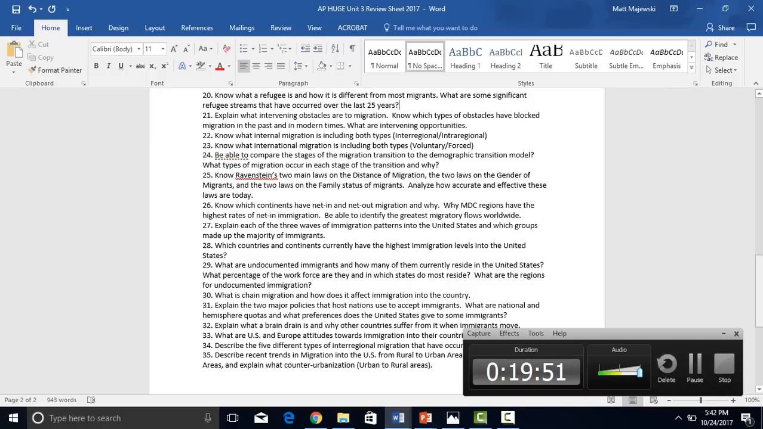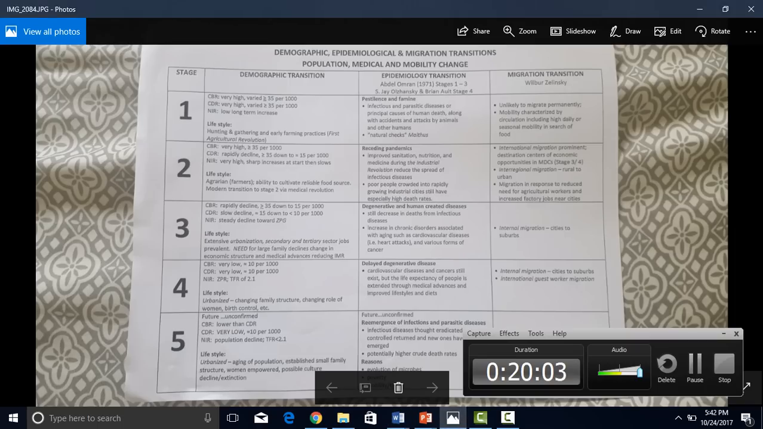Number 24, be able to compare the stages of the migration transition to the demographic transition. What type of migration occurs in each stage and why? Well, folks, that means we're going to our handy-dandy chart here. Migration transition, Wilbur Zelinsky came up with it. Remember, in stage 1, there's really not a lot of permanent migration, more just mobility and circulation as people are moving seasonally, looking for game, food sources.